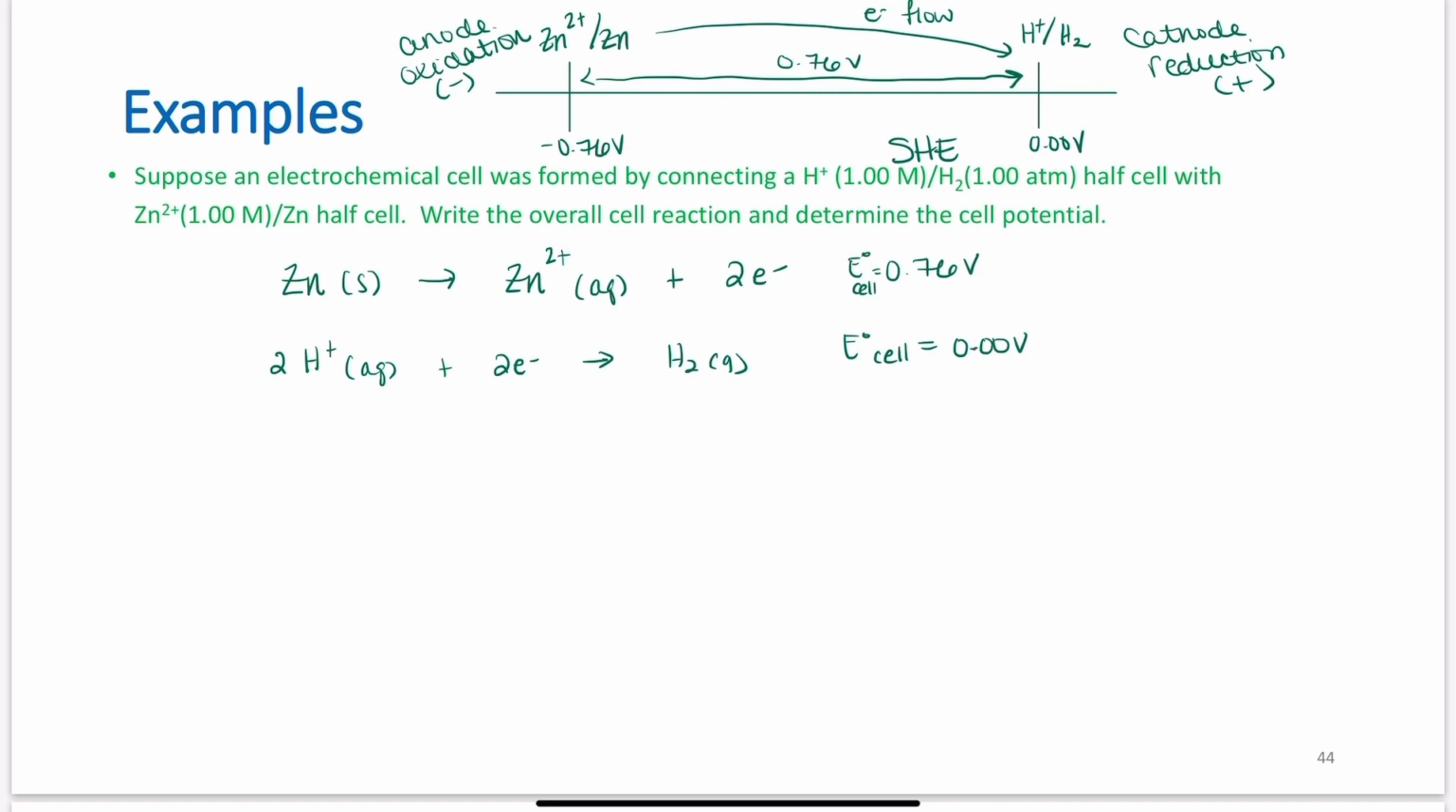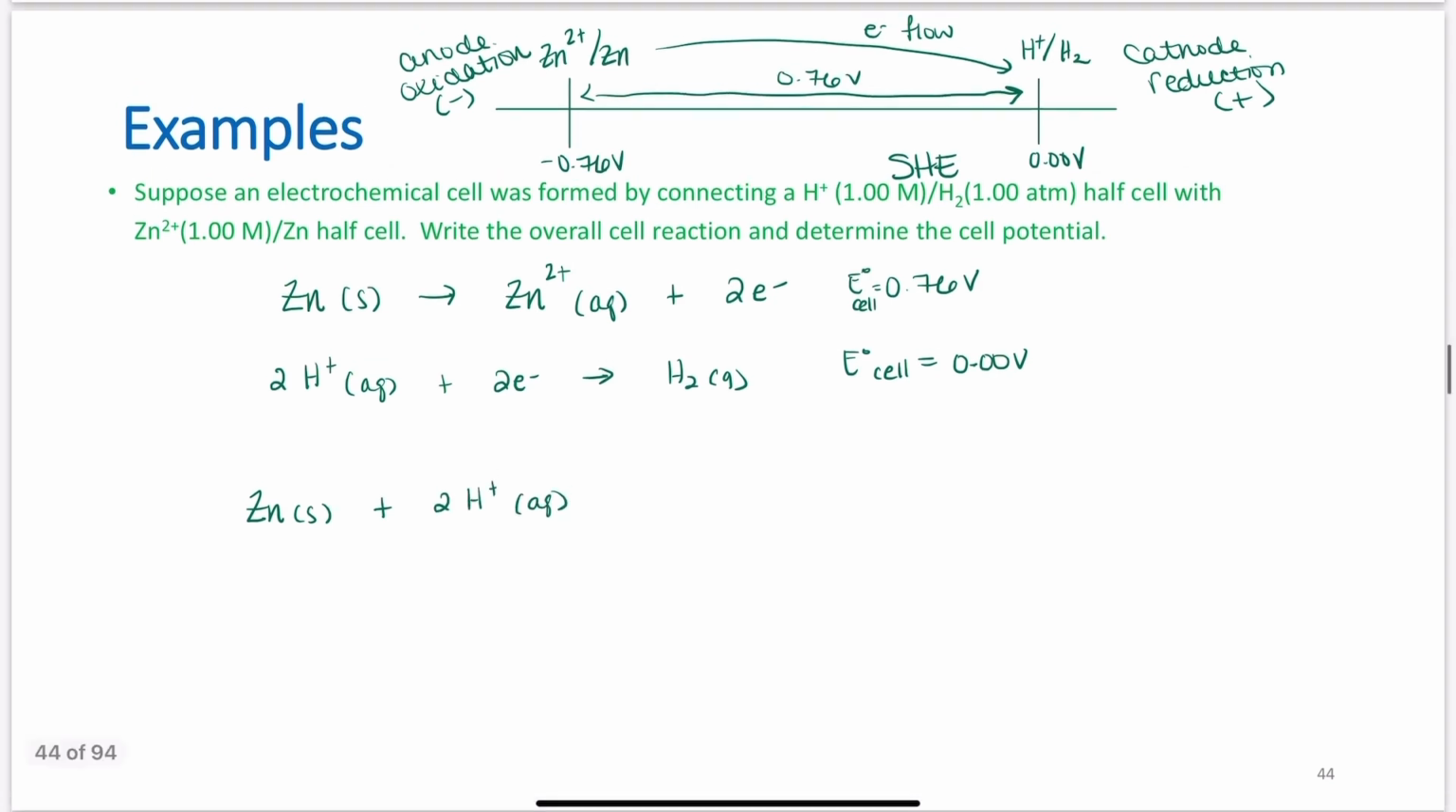I want the overall cell reaction and the cell potential. So the overall reaction here is zinc solid plus 2 moles of H+ react to give me 1 Zn2+ and H2 gas. The overall cell potential here is positive 0.76 volts. Now, I know I didn't ask for it, but what if I wanted to write the shorthand here?